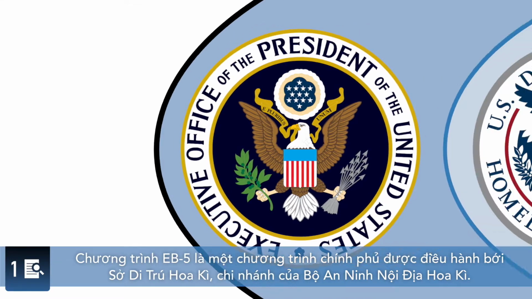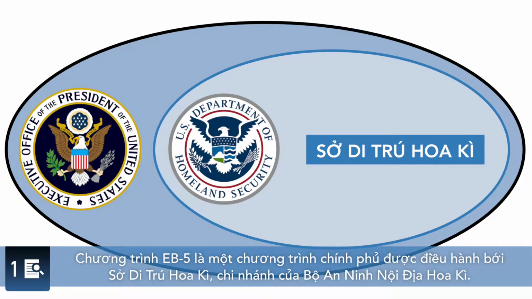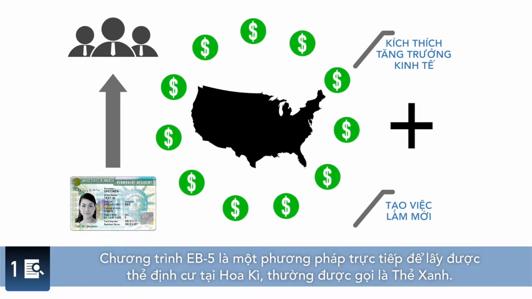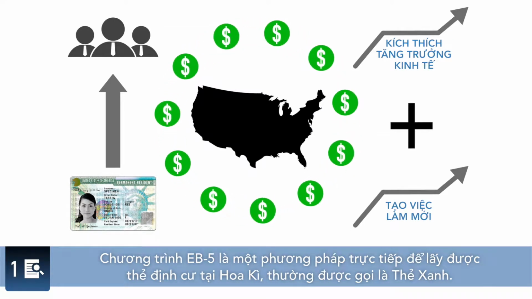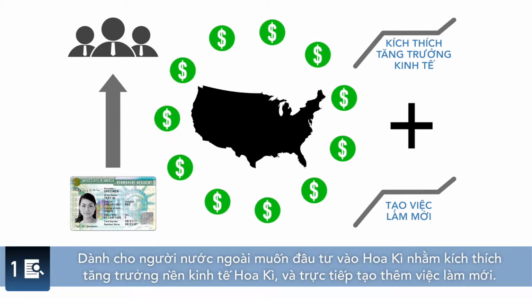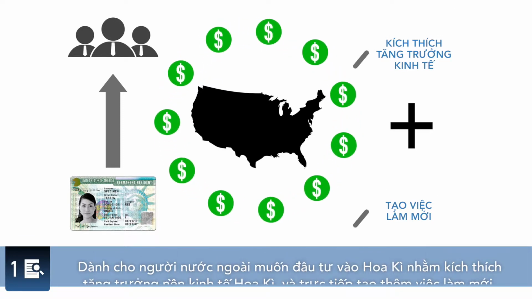The EB-5 program is a federal program administered by the United States Citizenship and Immigration Services, or USCIS, which is a division of the U.S. Department of Homeland Security. The EB-5 program provides a direct method of obtaining a permanent residence card, commonly referred to as a green card, for foreign nationals who invest money in the United States, stimulate the U.S. economy, and directly create new jobs.